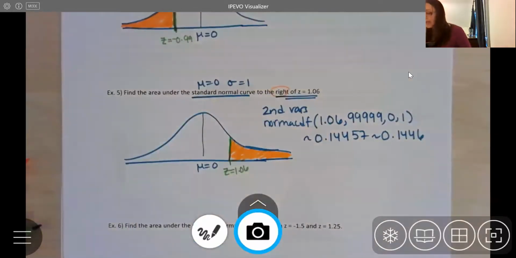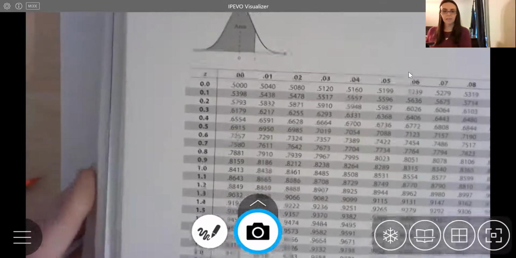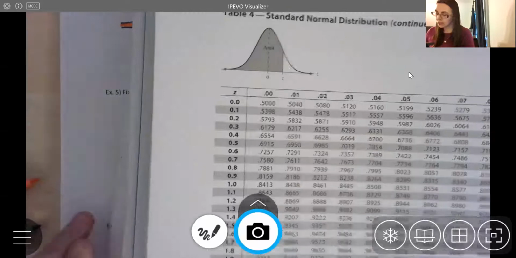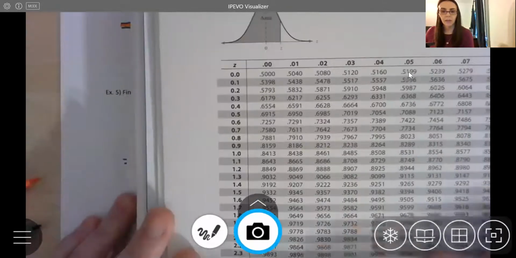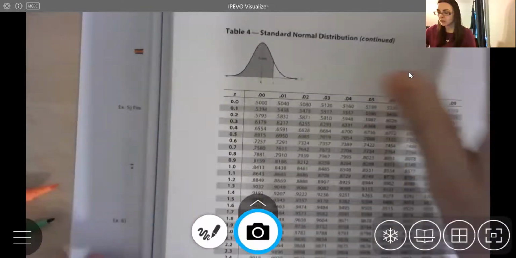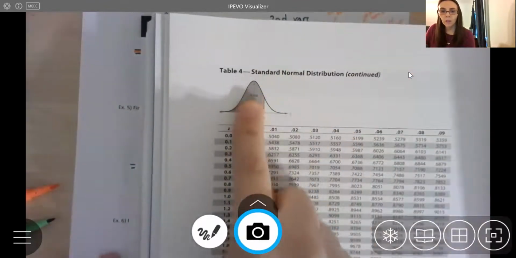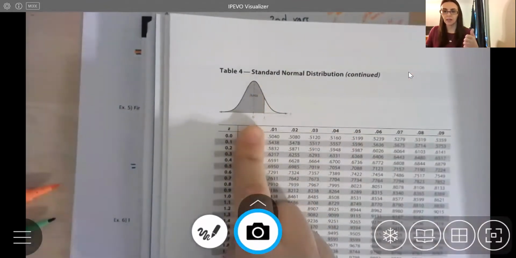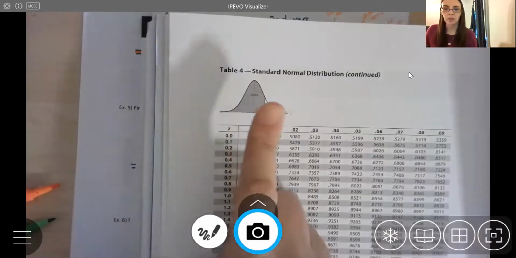Now, if you're using the table, let me show you how that's done. So here's my table. And remember, we're looking for a z-score of 1.06. So notice I'm on the positive table right now. So there's a negative table, there's a positive table. So I want you to notice too, in the table, it's always the area on the left shaded in. Your table does not give you area to the right. It does not give you area between values. It only gives you area to the left.